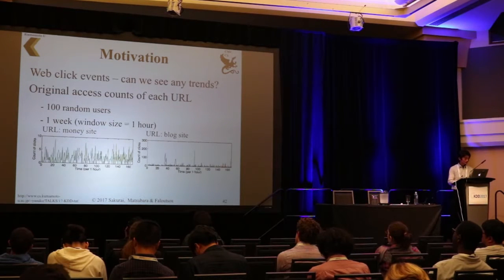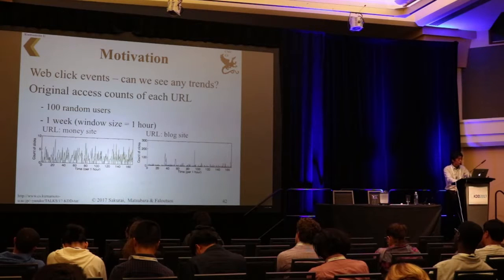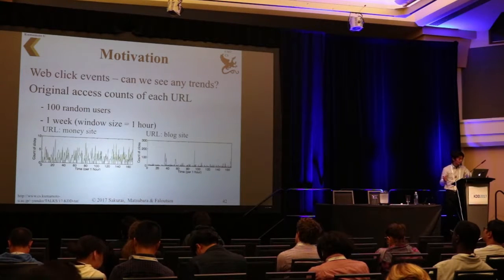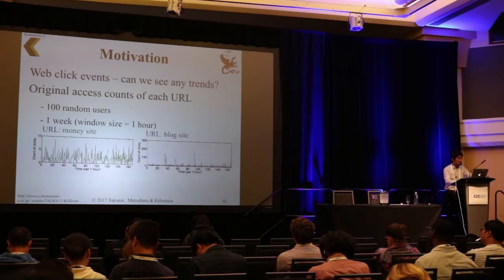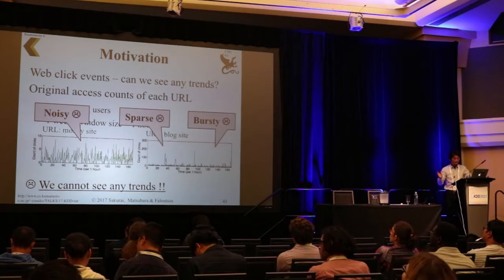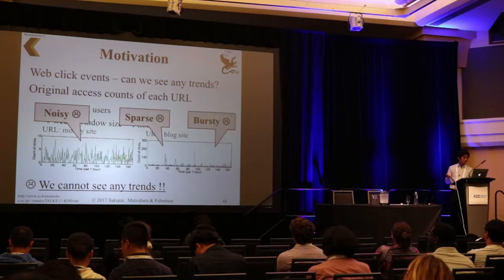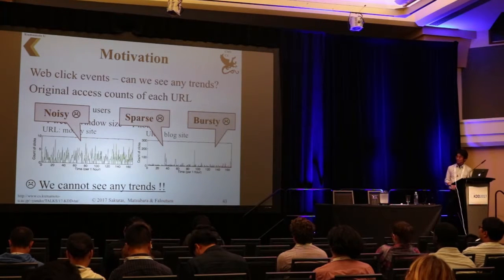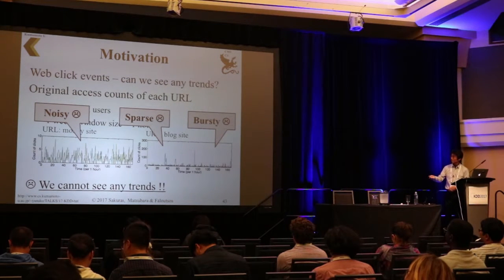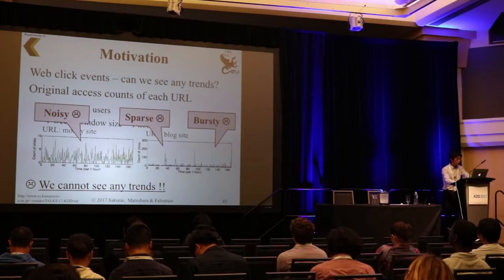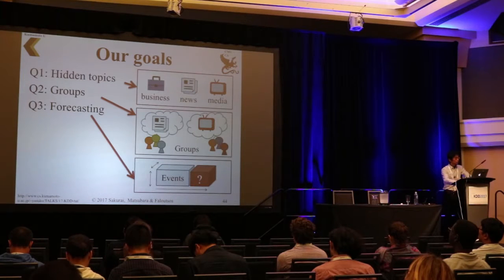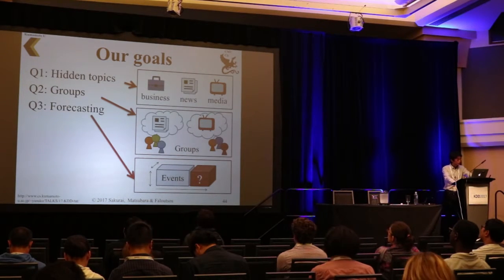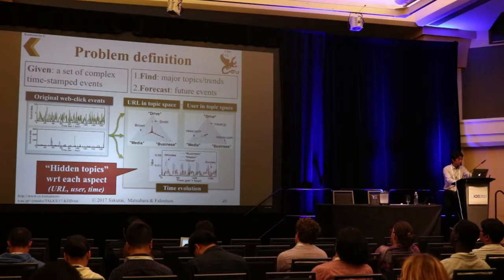So we use the web click data. Here it shows the original access count of each URL, such as a money site and a blog site, and each column shows a different user. If we want to forecast future data, it is hard, because if we focus on a single series like cnn.com, the data is very noisy, very sparse, and very bursty. So it is hard to find a trend. Our goal is to find the hidden topics, such as business, news, and media, group URLs and group users, and forecast future events.